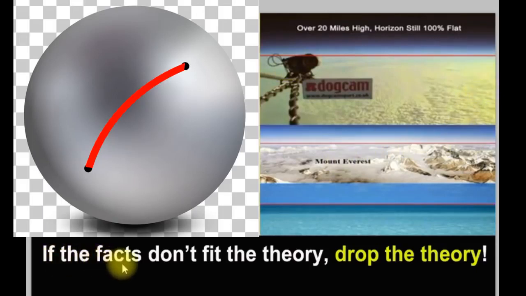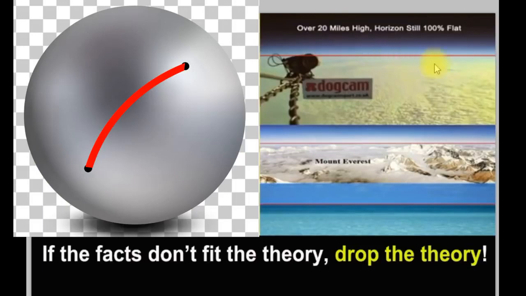For this reason, I would say if the facts don't fit the theory, drop the theory. We should drop this theory that the Earth is a ball because the facts don't fit into this theory. We observe a flat horizon no matter how high you go, and there is no motion of the Earth.